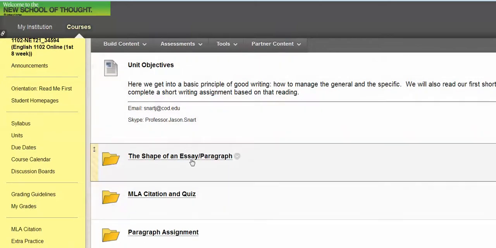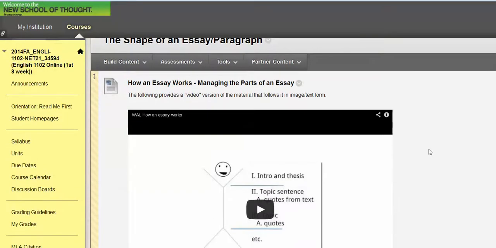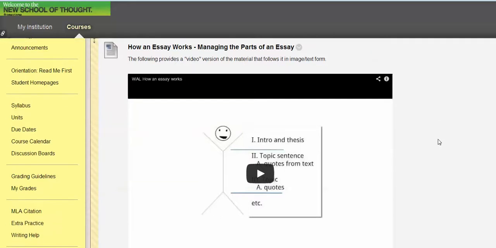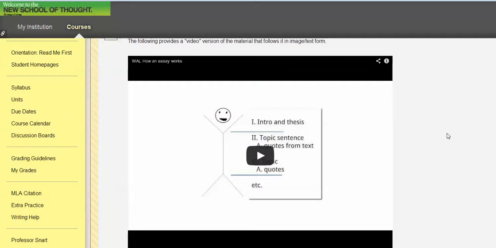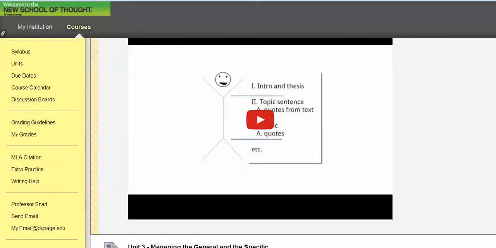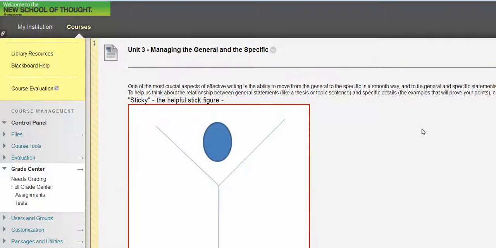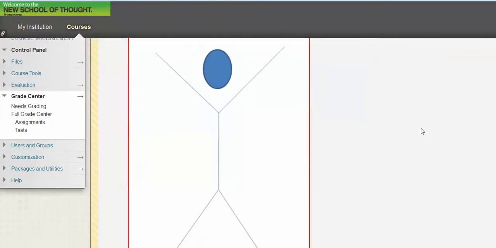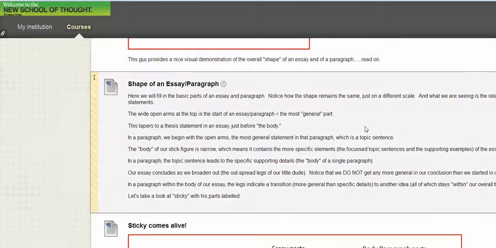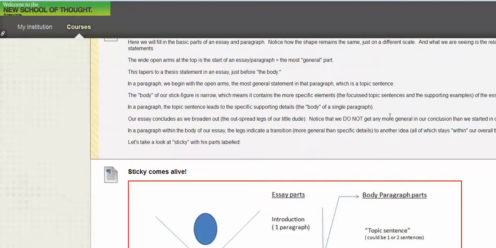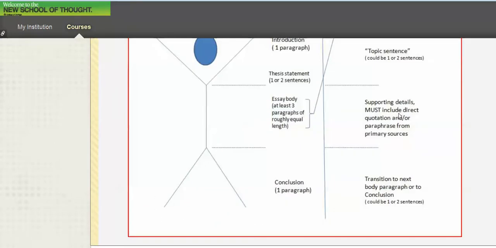Okay, so we're talking about the shape of an essay or paragraph, the first folder here, and this is mostly, I guess you could call it, the lecture piece or the content piece of the unit. There's a really nice video to watch that introduces the concept of managing the general and the specific, and how that looks in terms of an essay. This is our little stick figure here that we'll use to visualize the concept. It's then broken down more or less the same way, but with a static image here and a little description of what's going on. So it's a lot of the same information, but delivered in a couple of different formats.